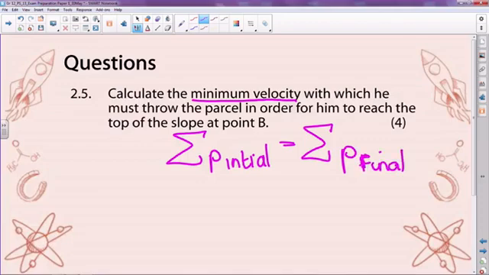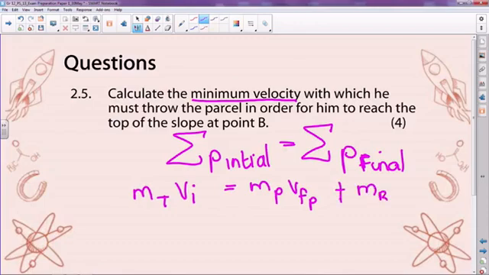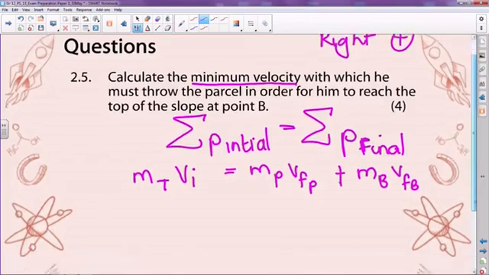Now before they were one object, so we can take the total mass with their initial velocity. Afterwards, we have the mass of the parcel with the parcel's final velocity plus the mass of the boy and his final velocity. Now, what I haven't done here is choose a direction as positive, and I'm going to take to the right as positive, just because I know I've got two velocities to the right to start off with, so it's going to make my life a bit easier.